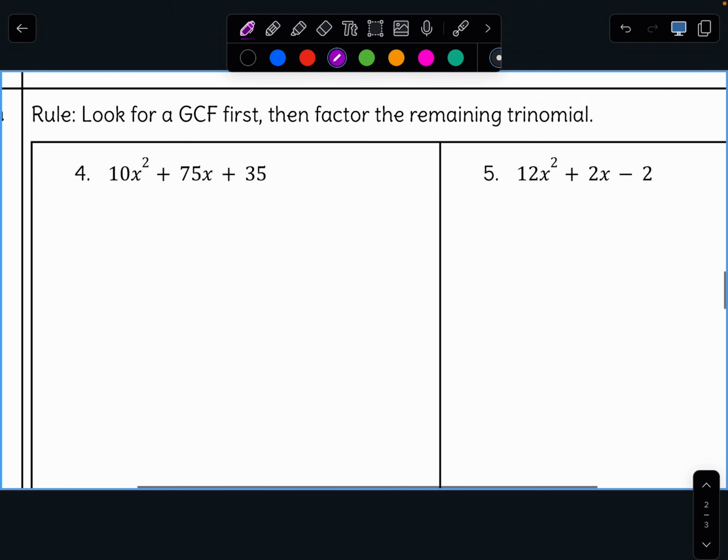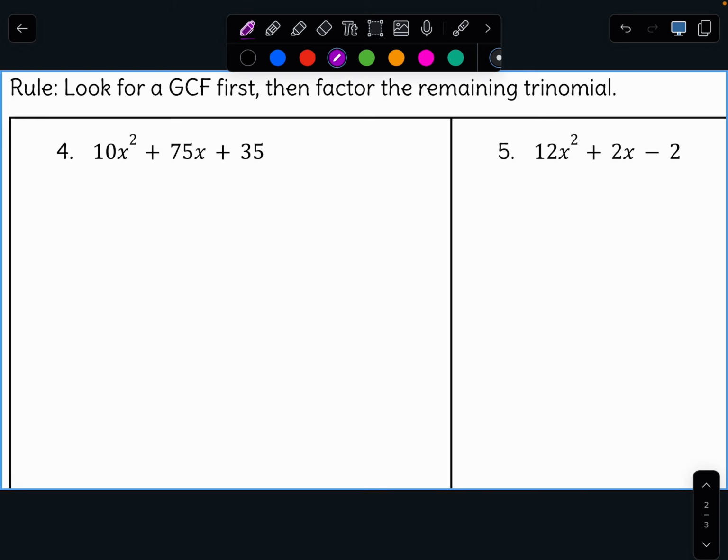What happens when I have big numbers like this? It's better to get rid of the GCF just so that I have numbers that are more manageable. I can do them easier in my head. So what can I divide 10, 75, and 35 by? I can't divide it by 2 because 35 and 75 don't divide by 2, so it has to be 5. So my GCF is 5. So that becomes 5 times 2x squared plus 15x plus 7.